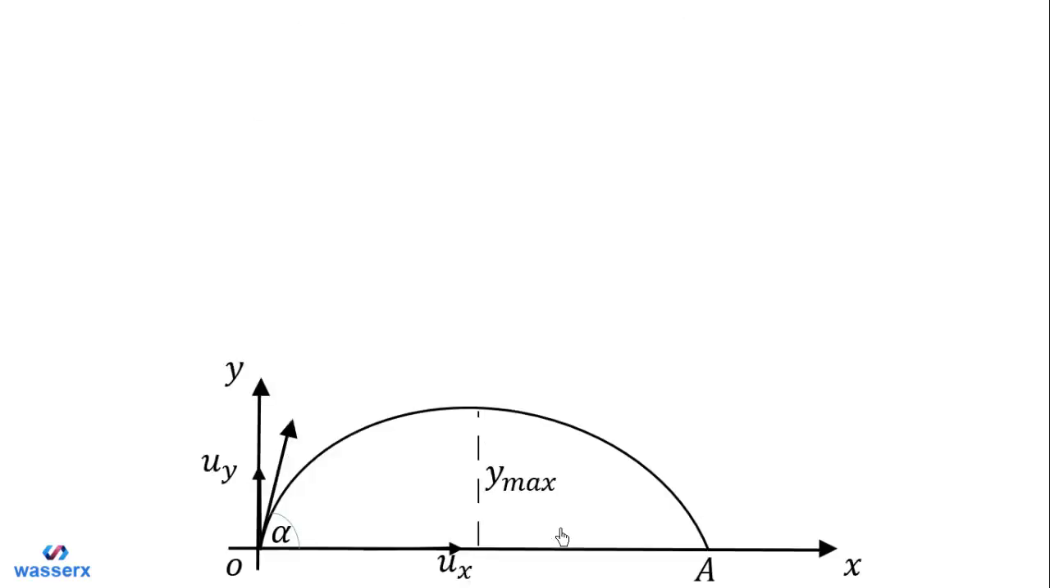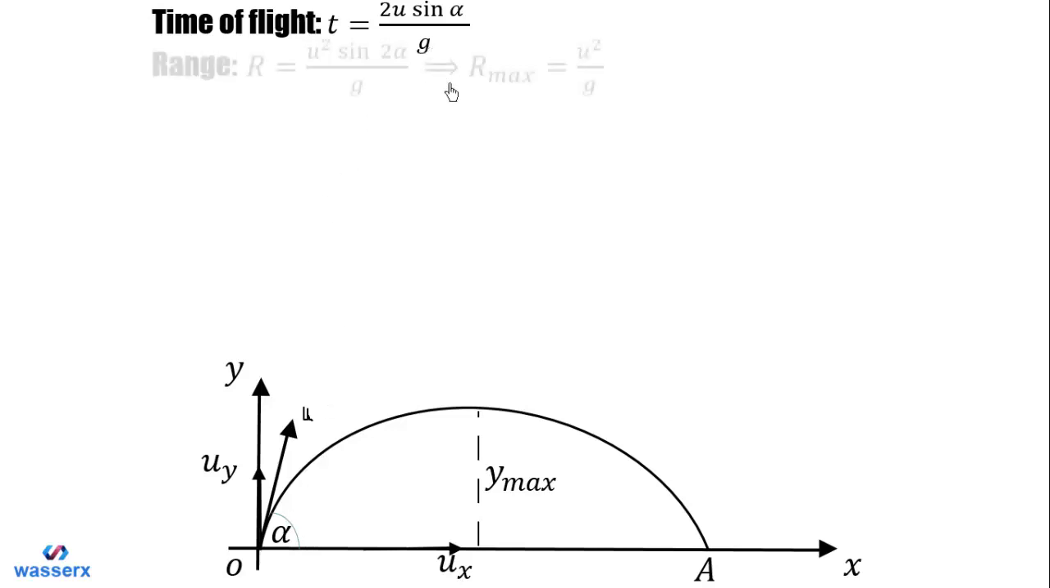Now we need to take note of certain relations that we can prove. The time of flight is given by t is equal to 2 times the initial velocity u sine alpha, which is the angle of projection, then over g, and the g is the acceleration due to gravity.